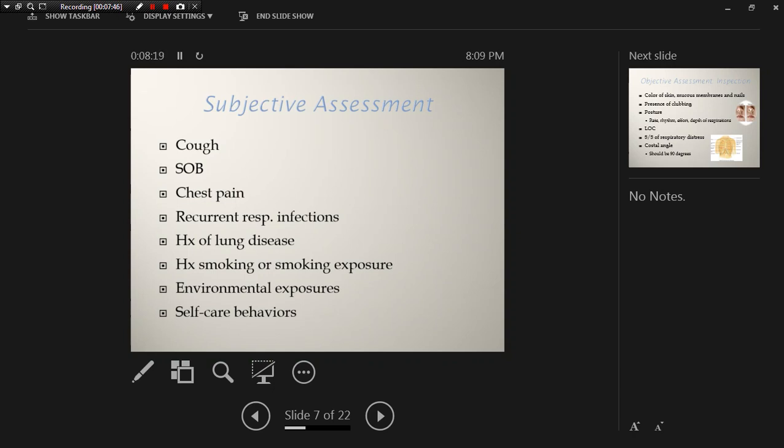And then self-care behaviors. So I can think of like influenza. Do they get a yearly influenza vaccine? Are they older than 65 or immunocompromised and they need a pneumococcal vaccine?